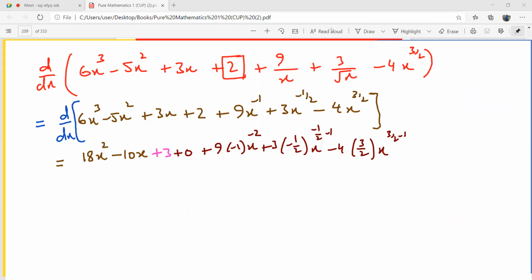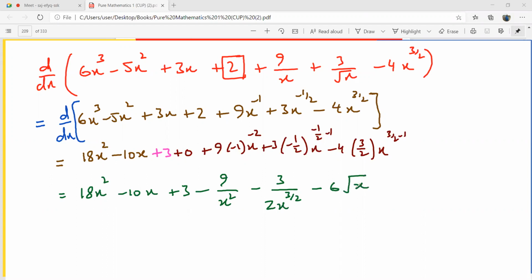Achha bachchon, let's simplify this a bit. This is going to be 18x squared minus 10x plus 3 minus 9 over x squared minus 3 over 2x raised to power 3 over 2. This is minus 6x raised to power half, and you can write it as under root x. So this is the derivative of all of it. I'll keep it up to this. It is time for you guys to practice the things out now.